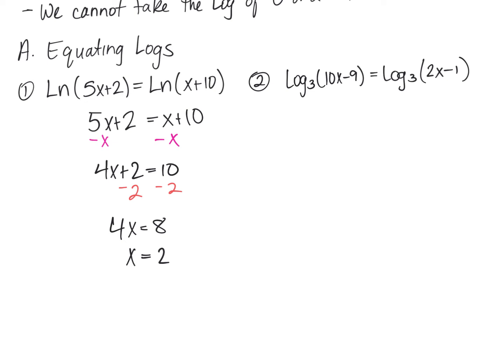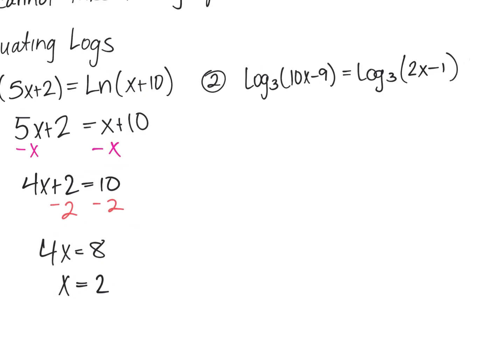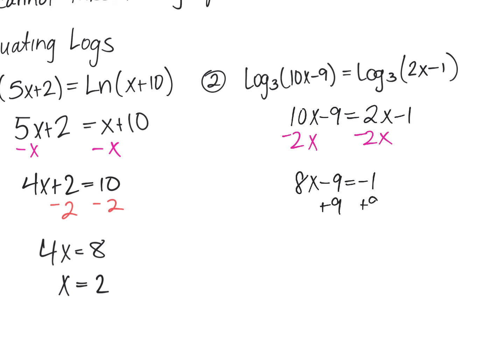So can you do number 2? Take a second and do number 2. All right, what do we get for our equation? Right, 10x minus 9 equals 2x minus 1. And we can subtract 2x. We get 8x minus 9 equals negative 1. Add 9. 8x equals 8, so x equals 1. Right?